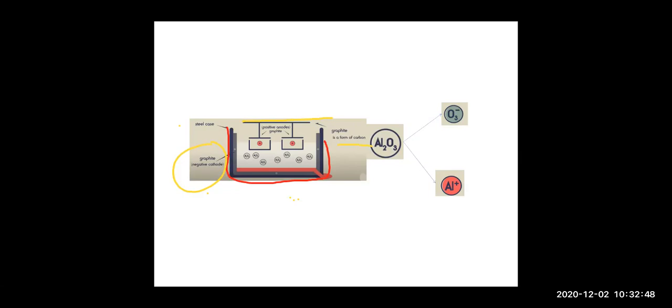Now inside this, what are we taking? We are taking Al2O3, that is bauxite. Now when current is passed through, this gets decomposed, this gets broken down into Al+ and O3-. Okay, electrolysis has happened. Now how will we get this copper? Let's move further.